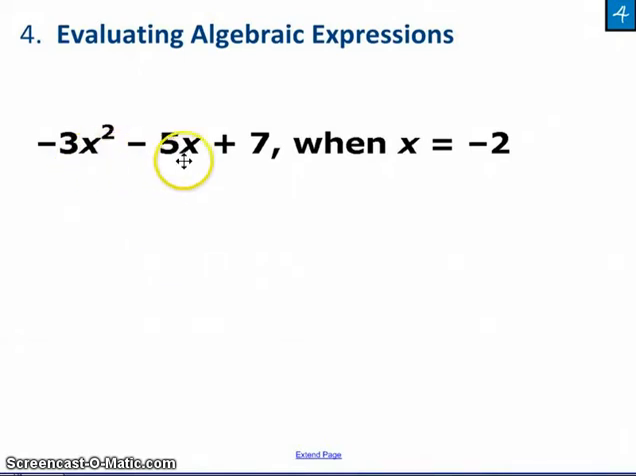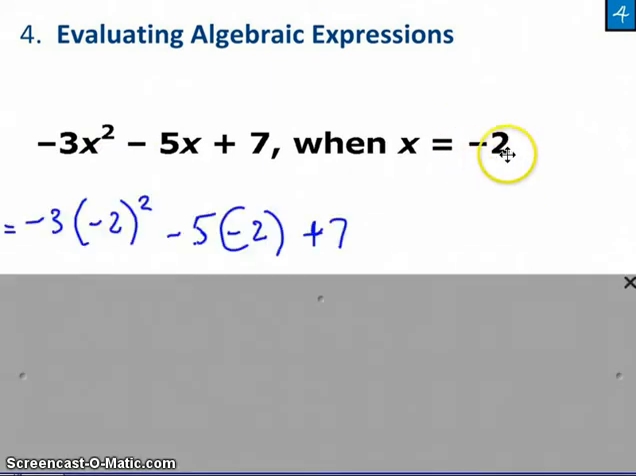-3x squared minus 5x plus 7 when x equals -2. Well, first thing to do is simply to substitute that -2 in where we see x. Because it's a negative, I'm going to put parens around it wherever it appears. That way I'm going to remember that x is this whole thing, this whole -2, and not just the 2. So I do it here as well as here.